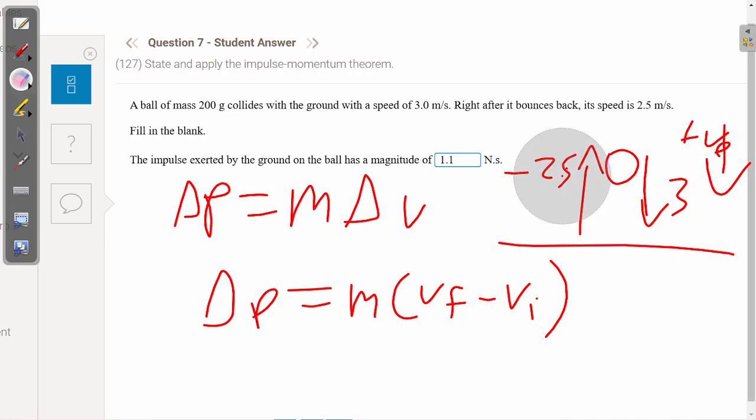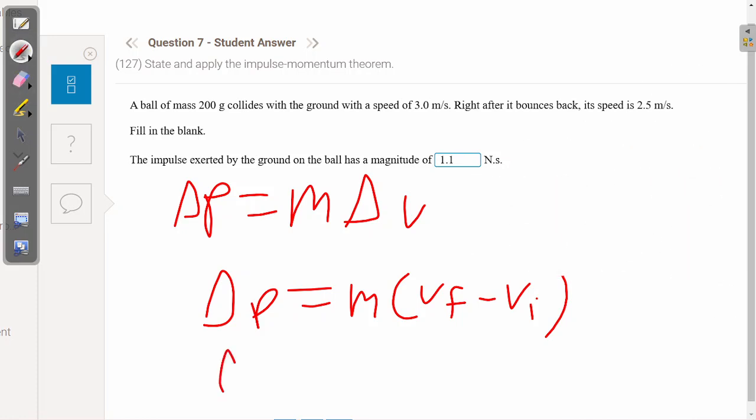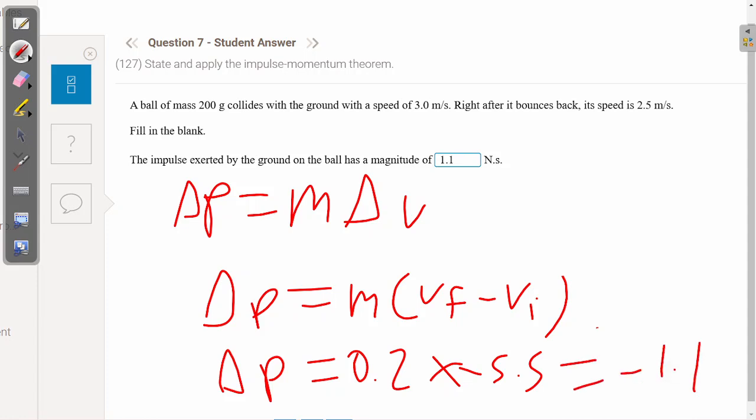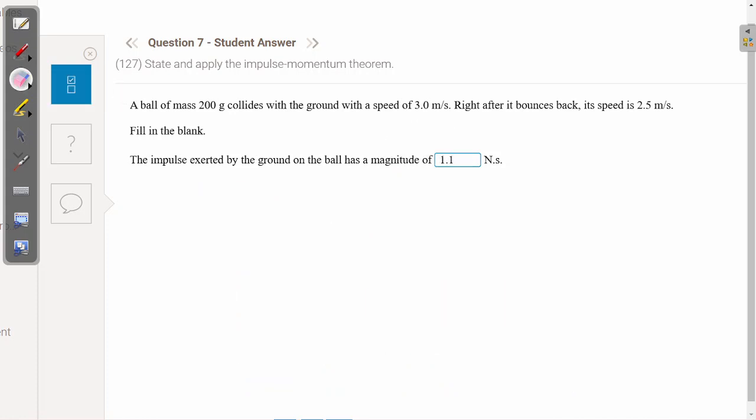Okay? So delta p equals, the mass is 200, but we do 200 divided by 1000 because we need it in kilograms. So 200 divided by 1000 is 0.2, bracket, v final is negative 2.5 minus initial velocity 3. So negative 2.5 minus 3 is negative 5.5. You will get negative 1.1. But you don't need to say that's negative because they just said magnitude. So it's 1.1.